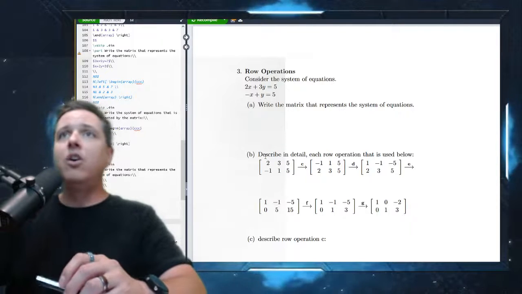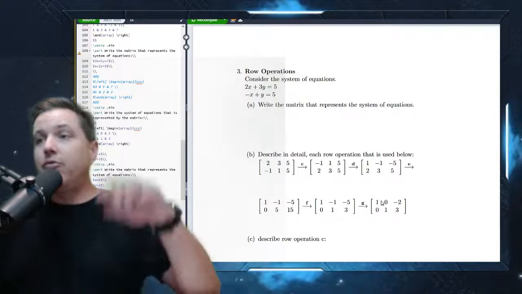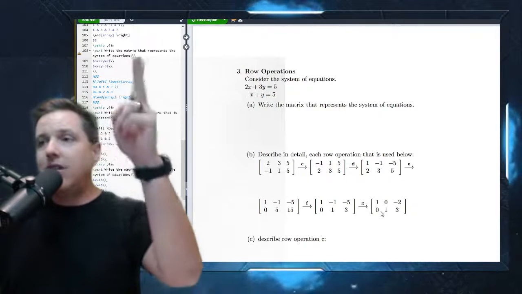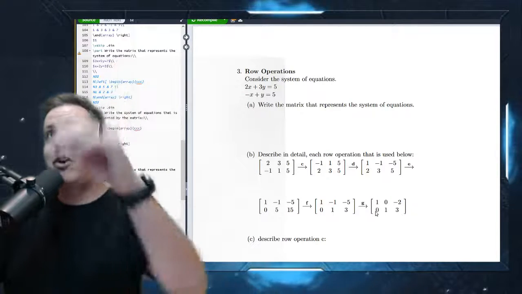Our goal is to get it, remember this is our target, where we have these ones. So the first row, first column is a 1, second row, second column is a 1, and then we have zeros above and below that. That's the pattern we're trying to get to.